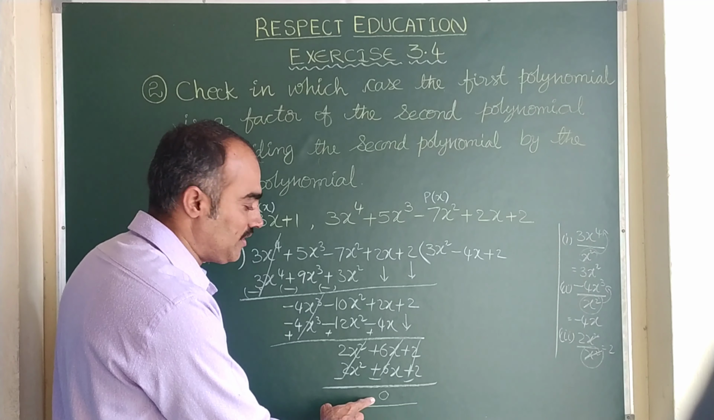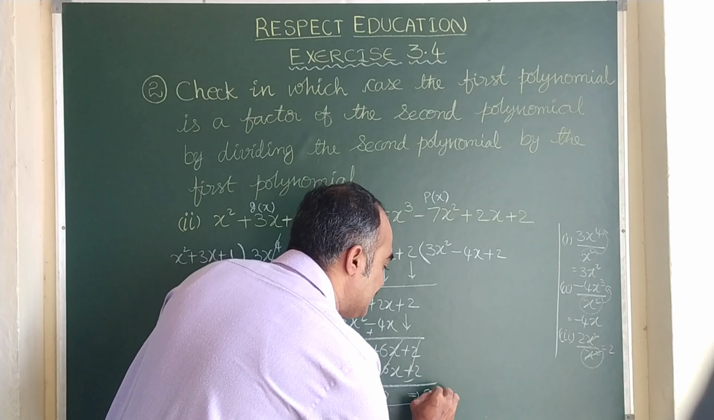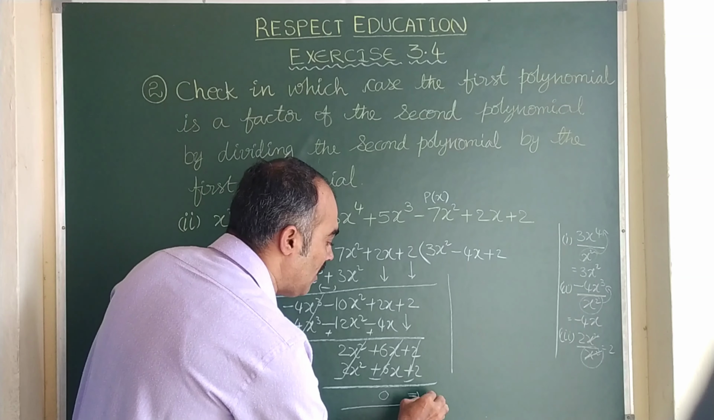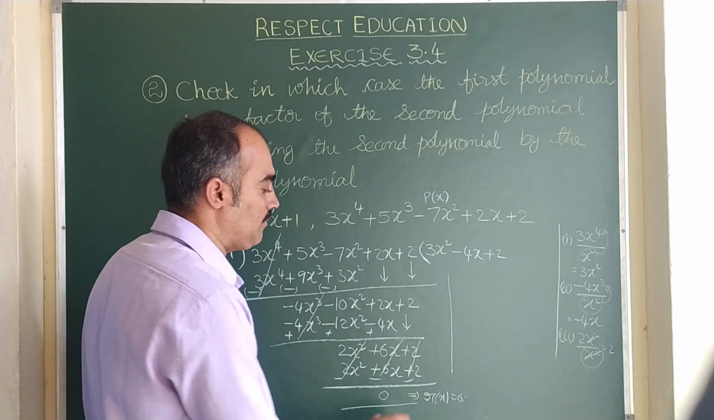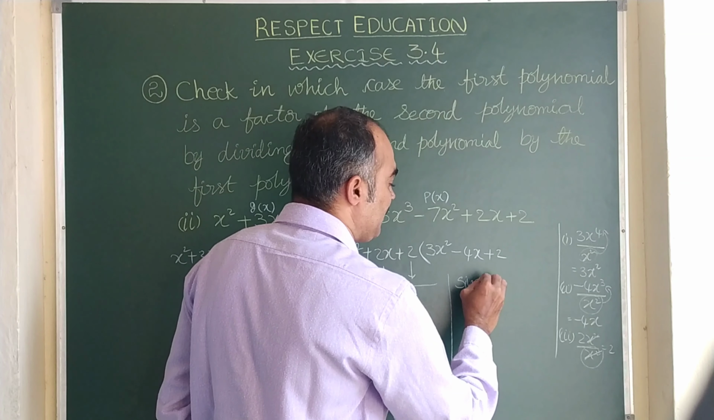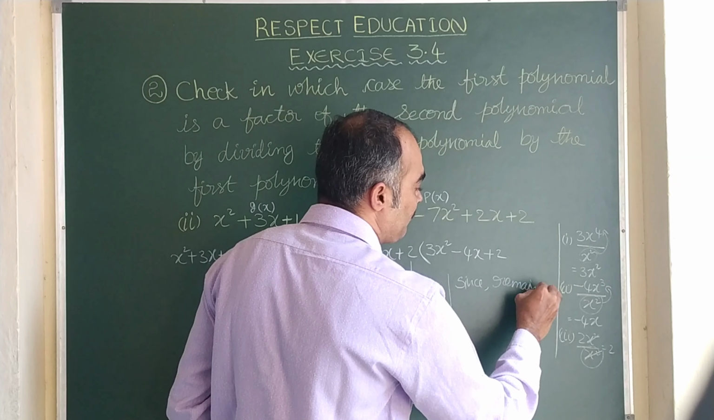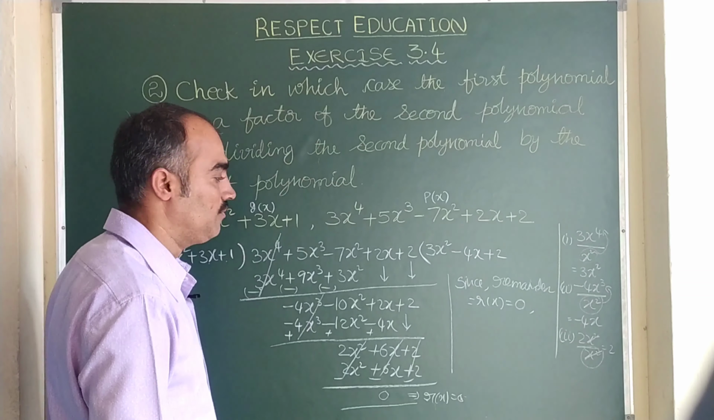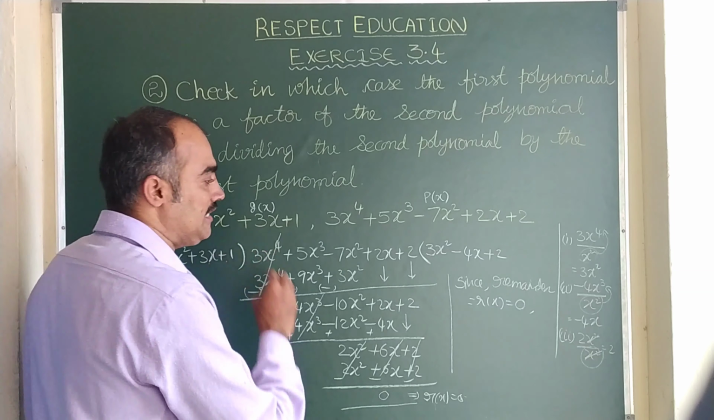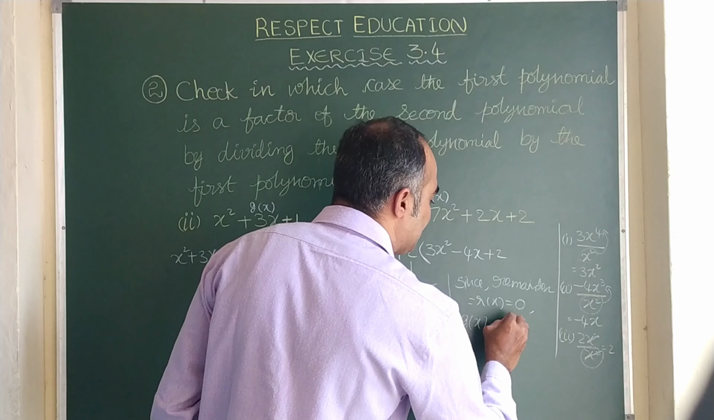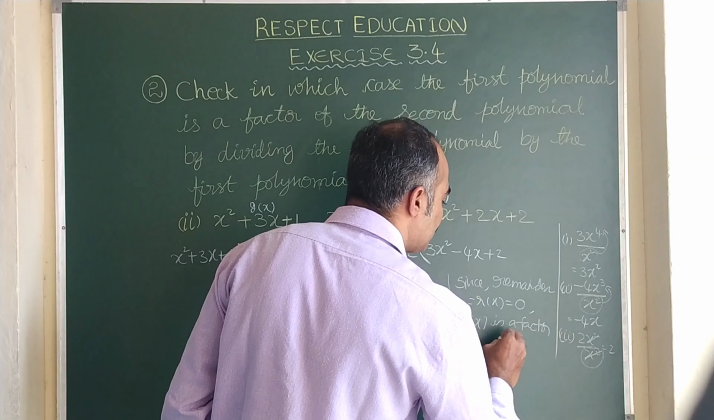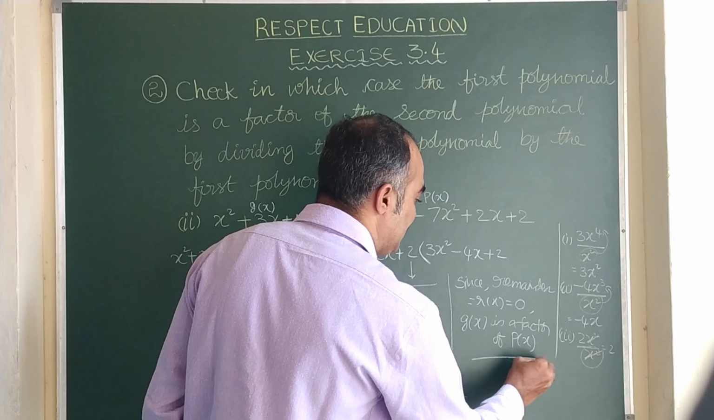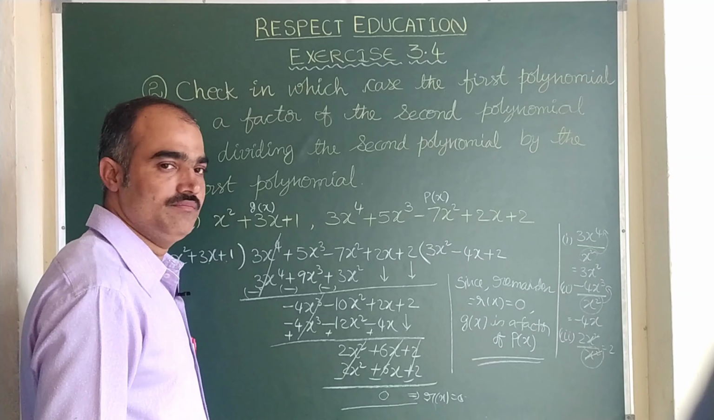This r(x) became 0. So here you can write r(x) equal to 0. Now here I am writing: since the remainder, that is r(x), is 0, this first polynomial, that is g(x), is a factor of the second polynomial, that is p(x). So with this the second bit gets completed.